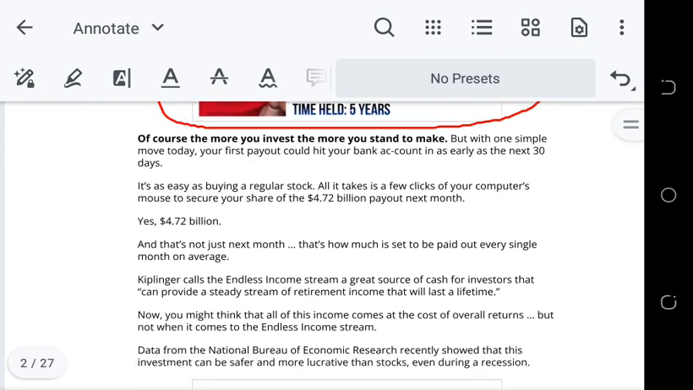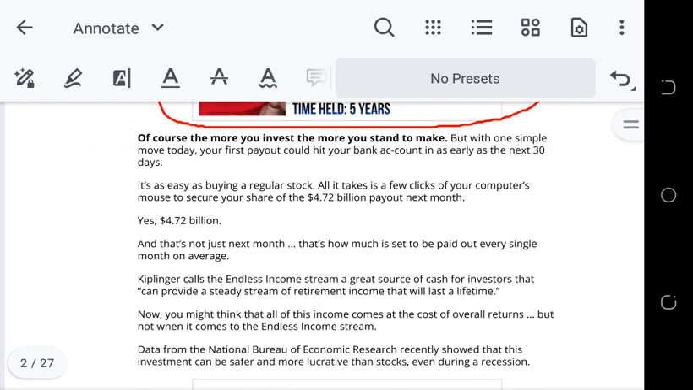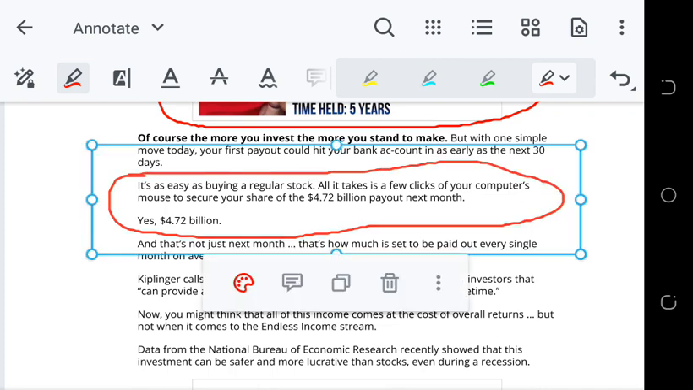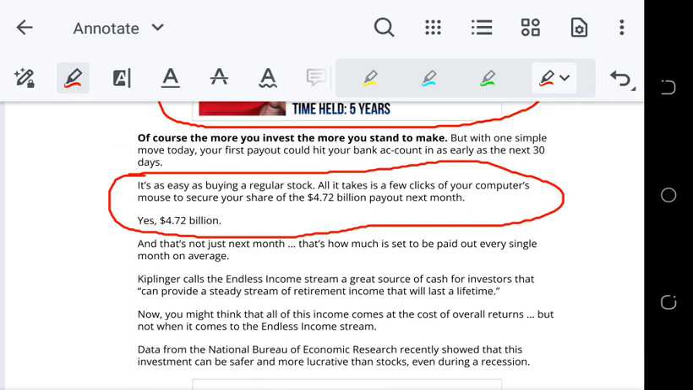So let's go ahead. Of course, the more you invest, the more you stand to make. But with one simple move today, your first payout will hit your bank account in as early as the next 30 days. It is as easy as buying regular stock. All it takes is a few clicks of your computer mouse to secure your share of the 4.72 billion payout next month. Yes. Now let me say something here, and this is a very big claim written here. The claim is this is as easy as clicking your computer mouse.